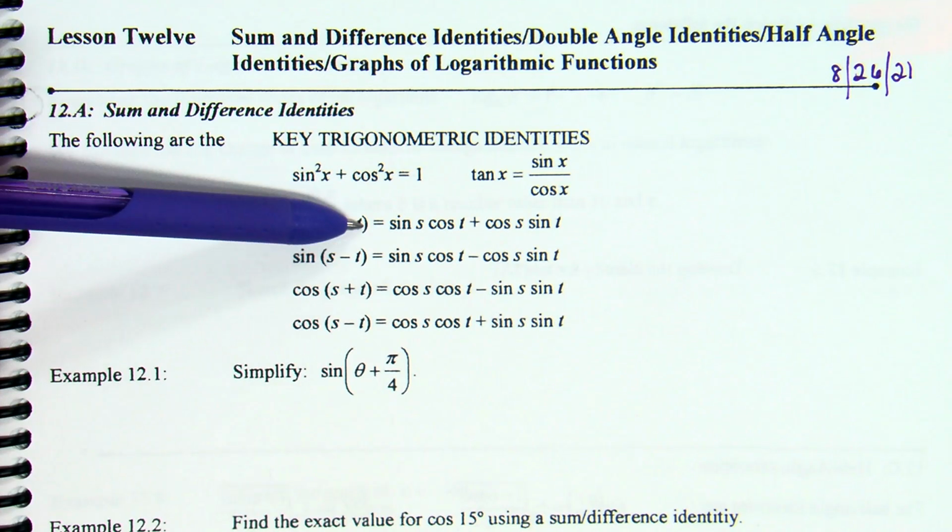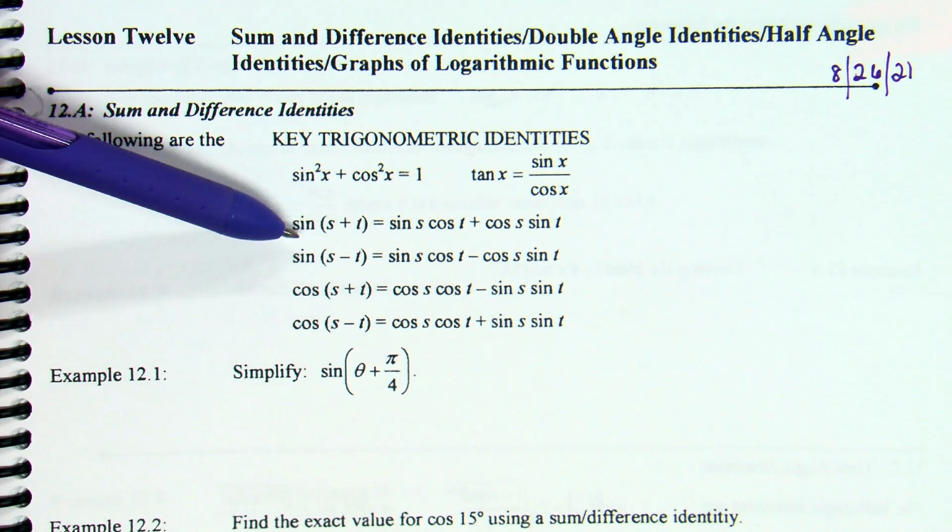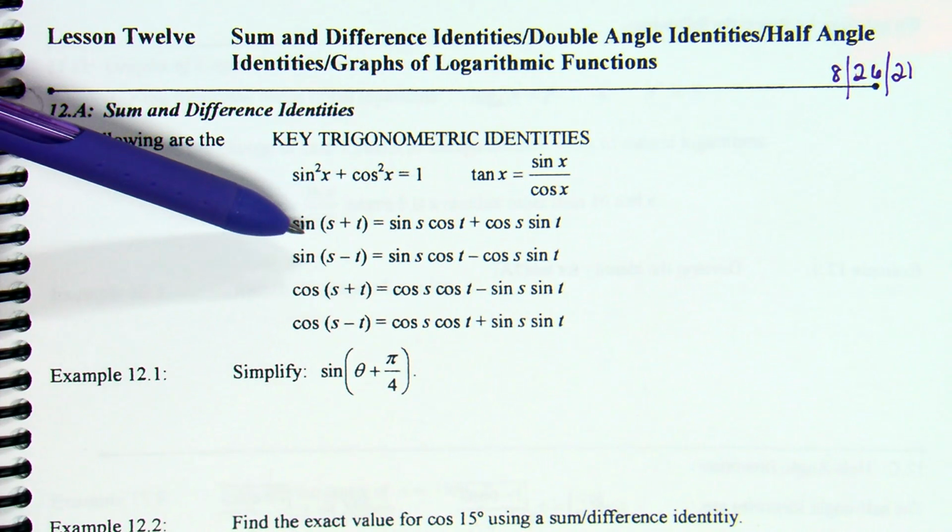And we use this, for instance, if we can't use a calculator and we have a situation where we want to know, like, 15 degrees. 15 degrees is not one that's on our chart, right? But 45 and 30 are on our chart, and 45 minus 30 is 15. So this is a situation where we use these.